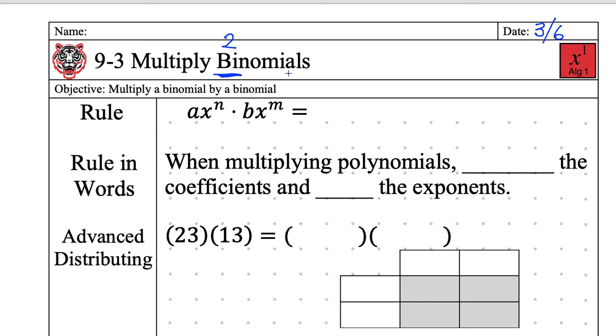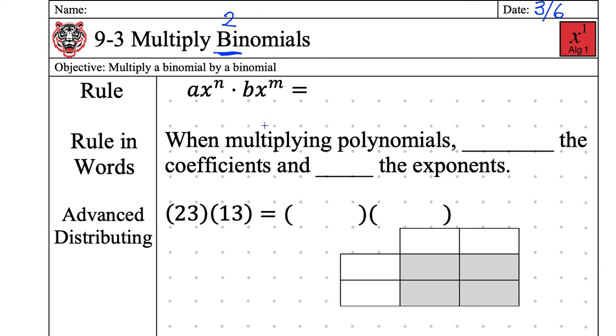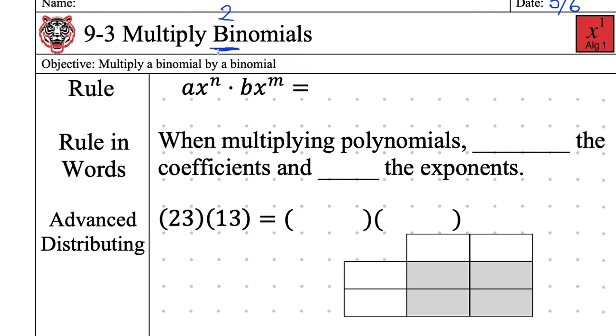And then nomial means two numbers. Okay, so a binomial by a binomial. And here's our rule that we talked about yesterday. If I have a coefficient times x to the power of n and a coefficient times x to the power of m, the bases are the same. I say have the same x and same x. What is this equal to?